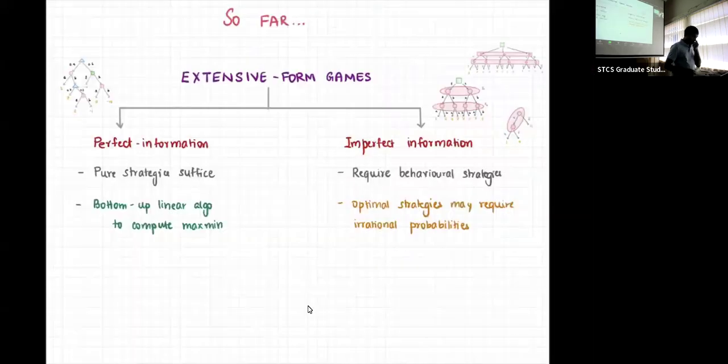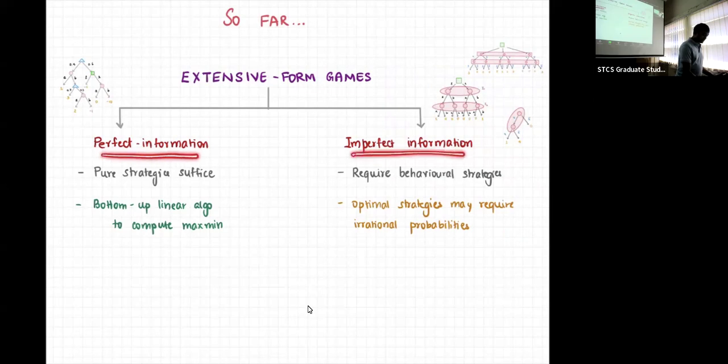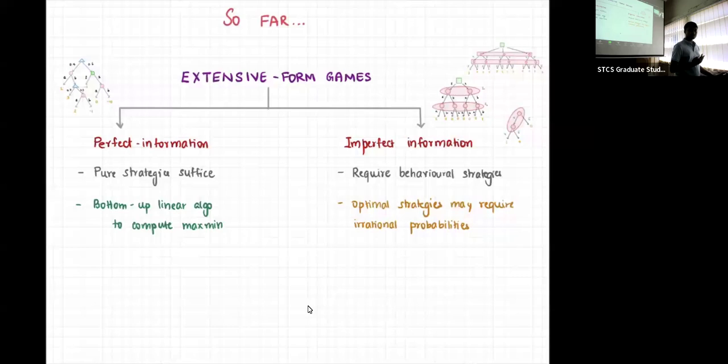So there's a second checkpoint now. Remember perfect information, imperfect information. In the imperfect information, you need behavioral strategies, you need randomized strategies. And the point is that the optimal strategies may require irrational numbers.